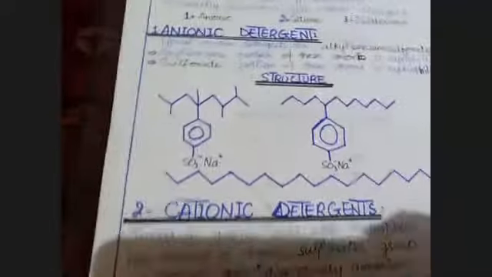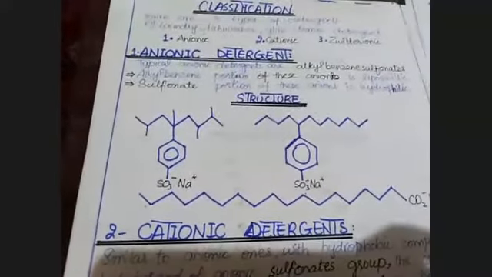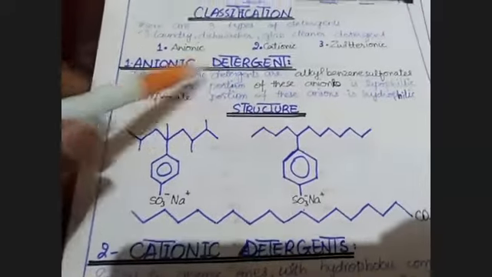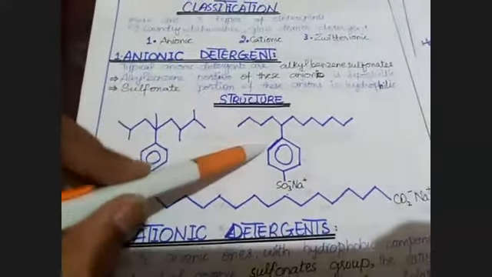These are the structures of the anionic detergent. I've told you in the cleaning agent that I will tell you the anionic detergent and its structure: this is one, second, and third.